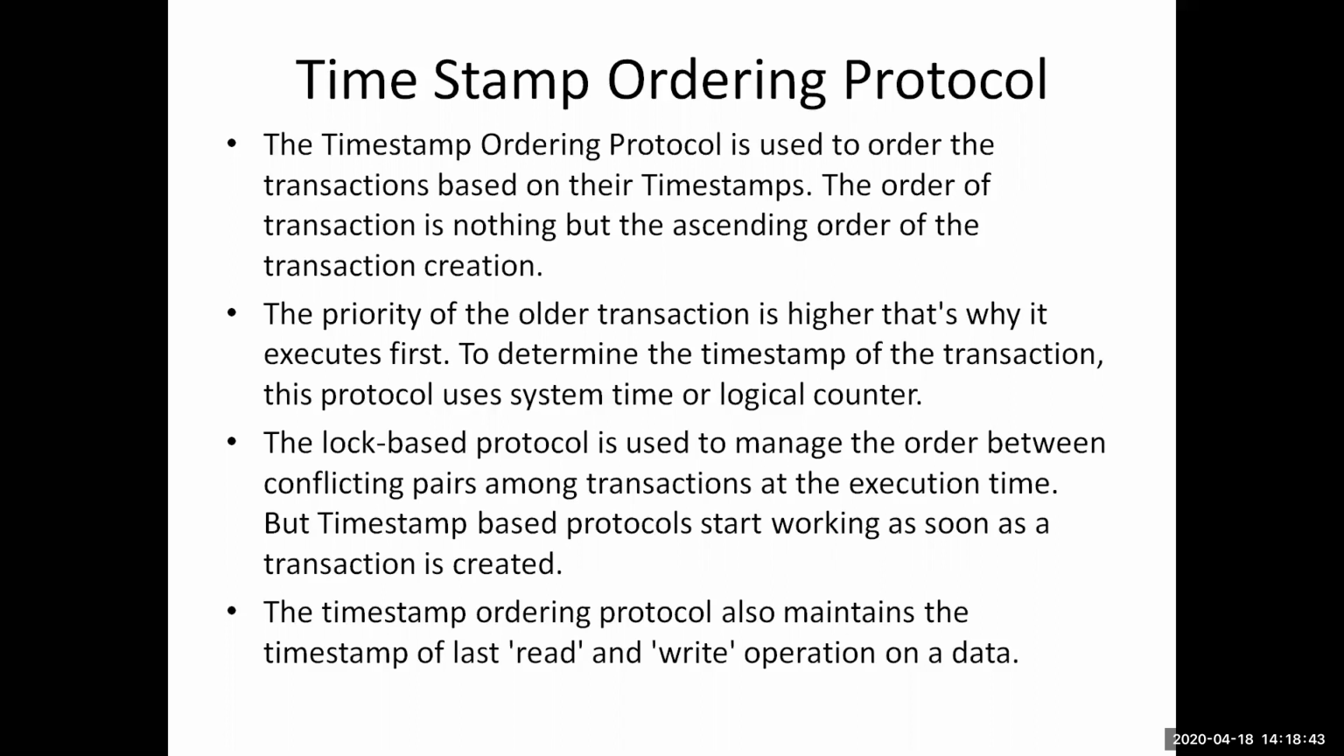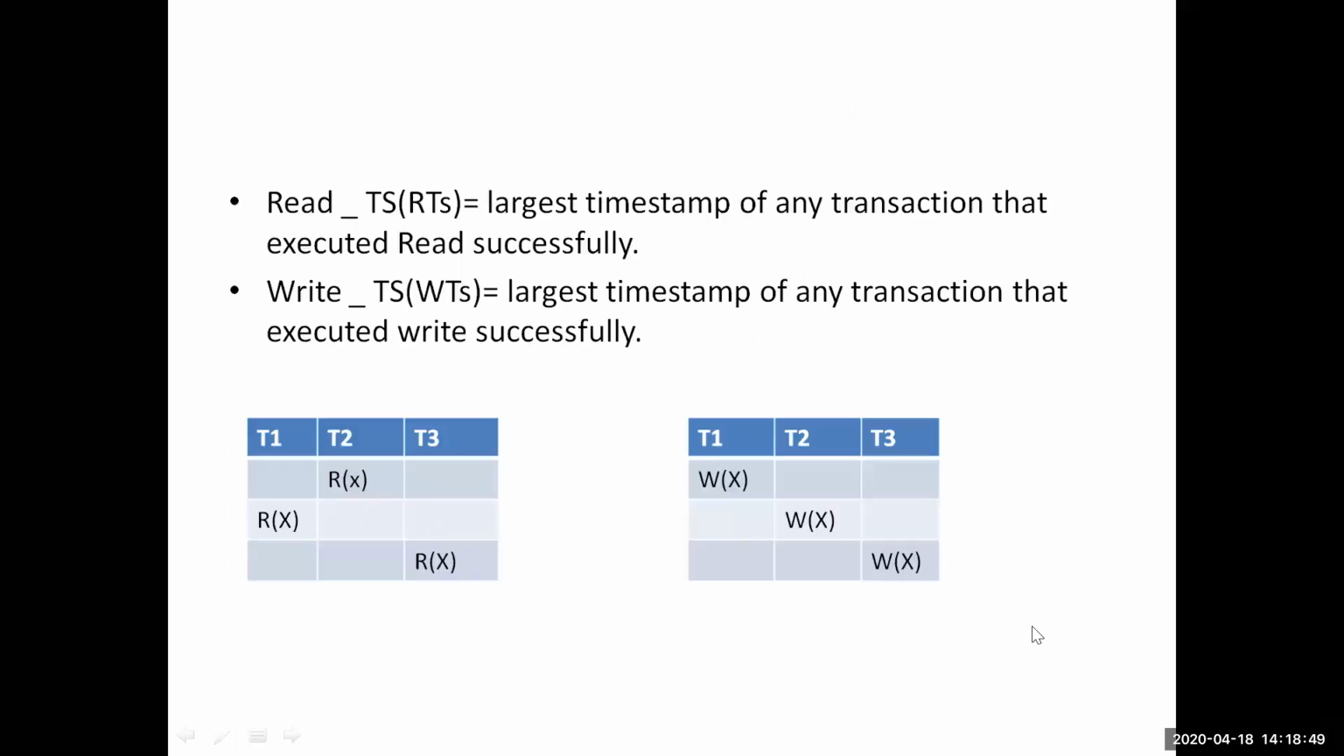The timestamp ordering protocol also maintains the timestamp of last read and write operation on the data. So read_TS, noted as RTS, is the largest timestamp of any transaction that executed read successfully. And write timestamp, that is write_TS, noted as WTS, is the largest timestamp of any transaction that executed write successfully. Say for example, these are the two transactions. One is performing my read operation and one is performing only write operation.